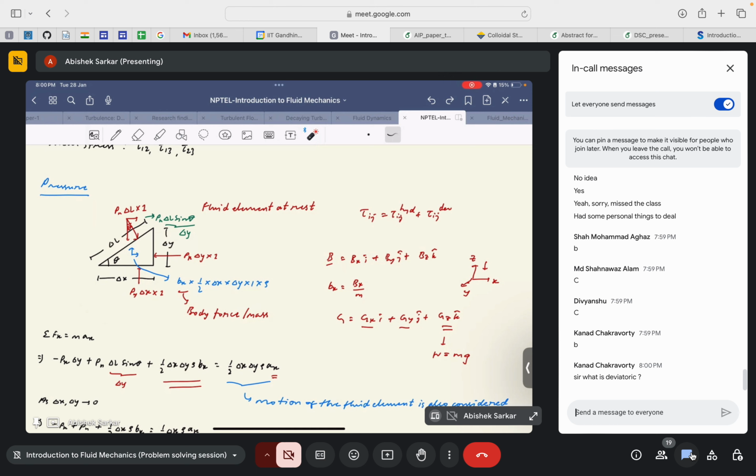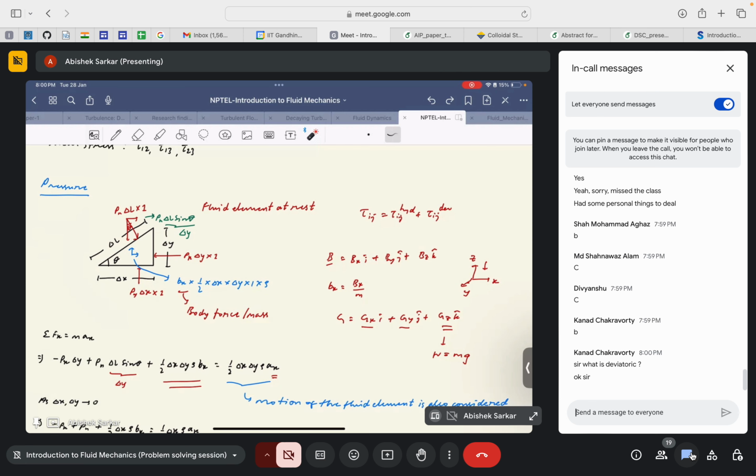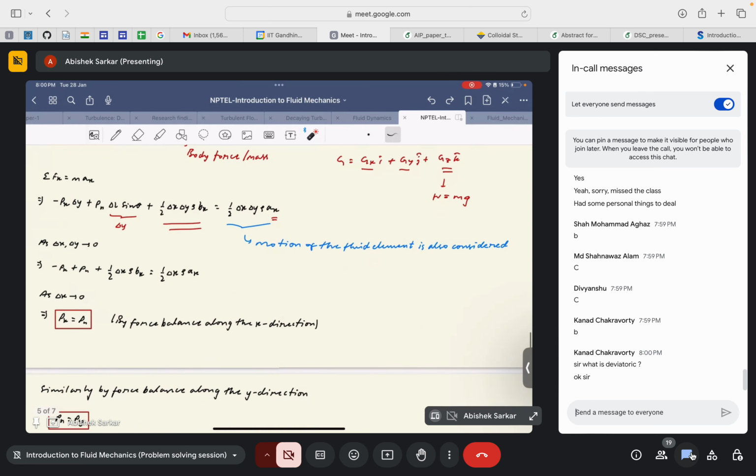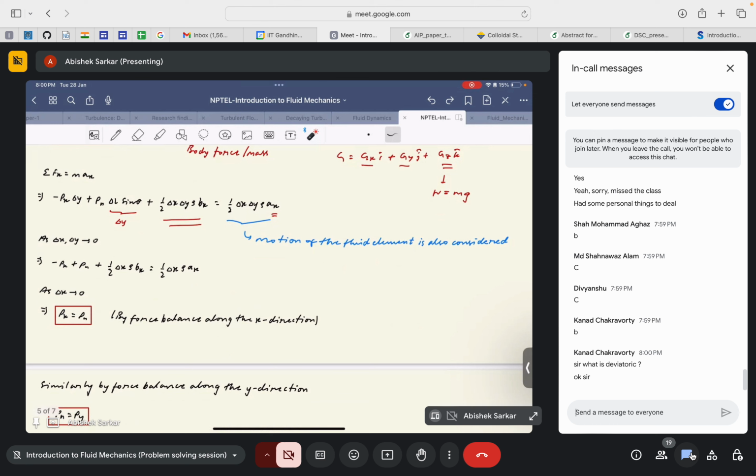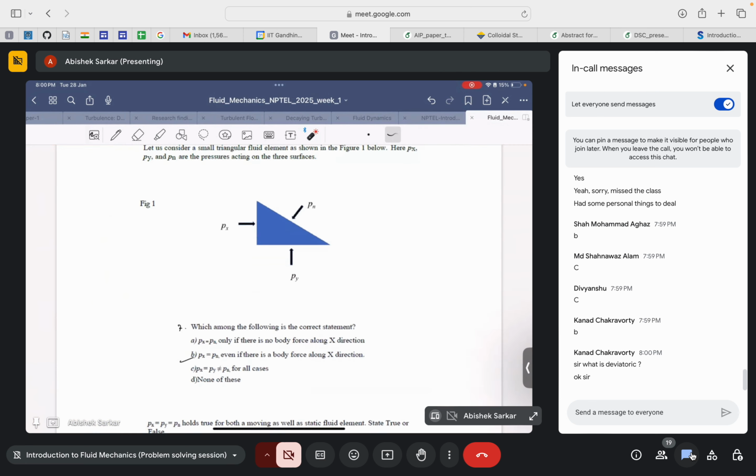Deviatoric refers to the stress components that are basically the shear stress components, the stress components that deviate from the hydrostatic part. That's why it is called deviatoric. So this is a more generalized solution, valid for all the cases. So option B would be correct.